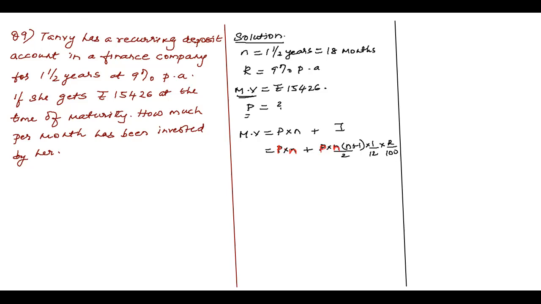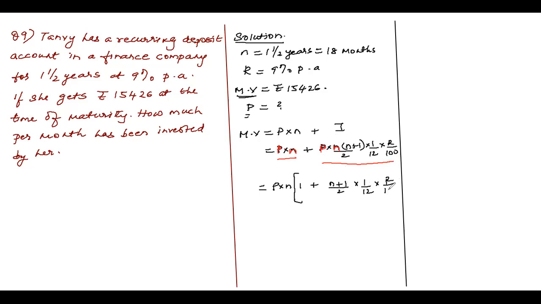You can see the two terms, children. This is one term. This whole thing is the other term. So in both terms, what is common? P into N is common. So I remove this common P into N. Where P into N was, 1 is left. P into N has gone outside. So what is left here? N plus 1 upon 2 into 1 by 12 into R upon 100.